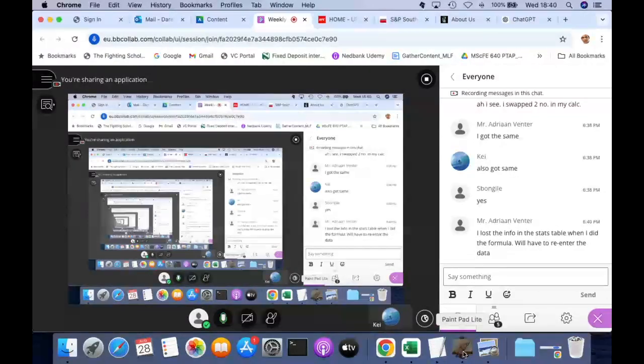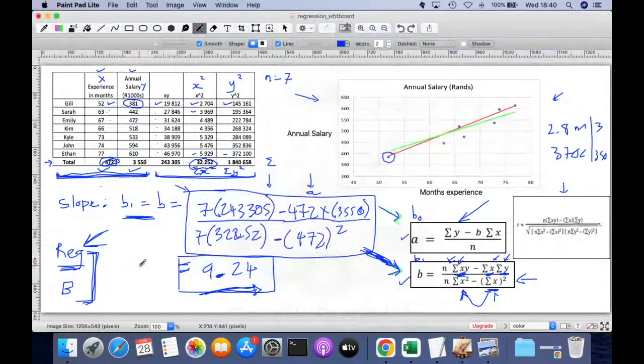Arjun, you shouldn't have lost it. The only way you'd lose the data is if you press the mode button. If you want to check that the data is still there, press Shift 1, and you'll see the option that says data. If you press that, you'll see that your data is still there. As long as you didn't press the mode button, your data should still be there.